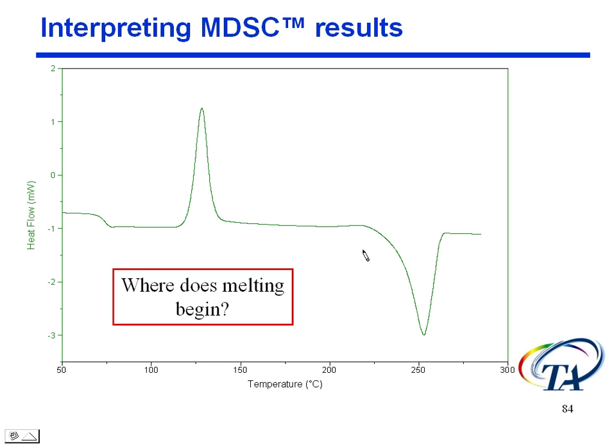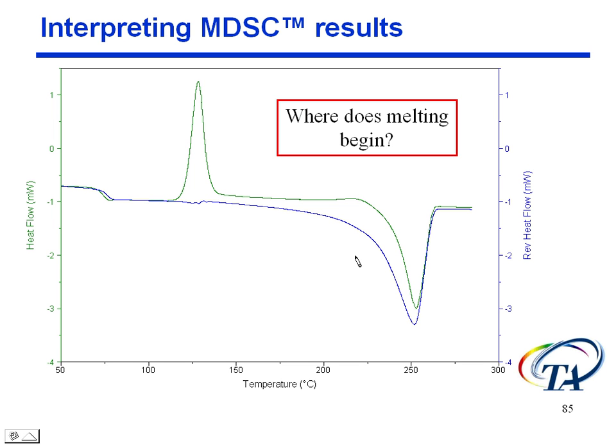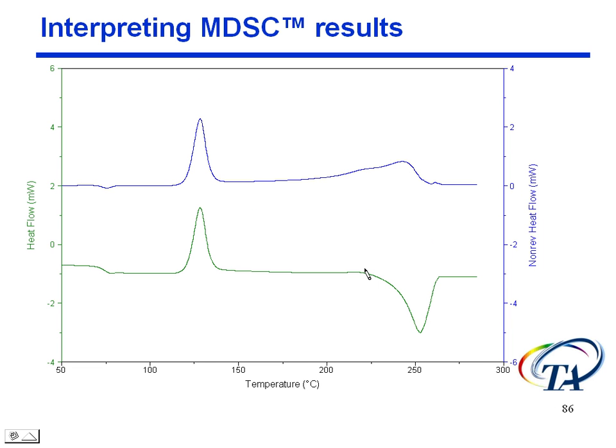If we look at our reversing curve, we might say, boy, you know what? It starts melting way back here. So which one's right? Well, really, the reversing curve is what's showing us where it's really starting to melt. But we wouldn't know that if we didn't run a modulated DSC run. Now, we're going to get in a minute here to why we see that. Why do we see it melting way back there in the reversing curve, but we don't see that in the total heat flow curve? So here we've got the total heat flow curve and the non-reversing curve.